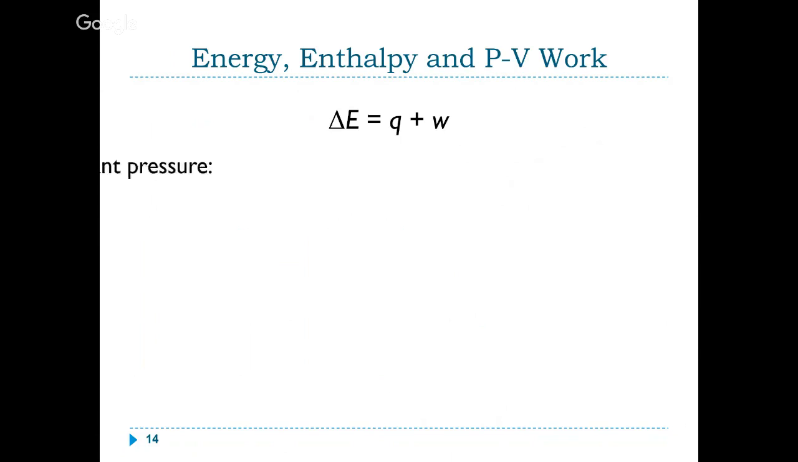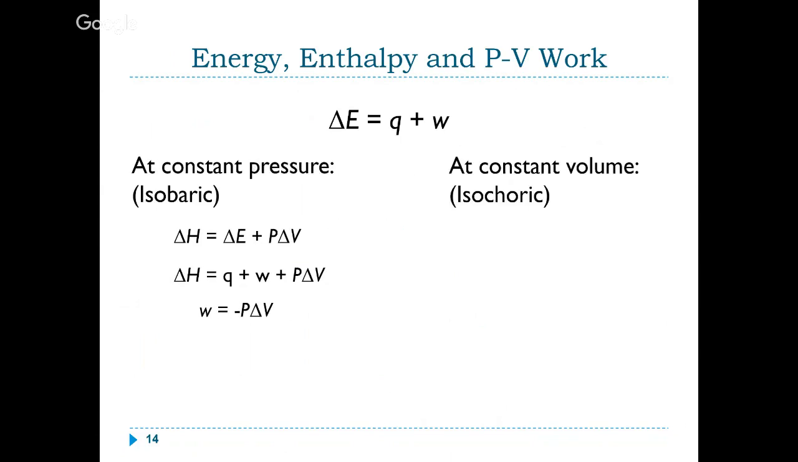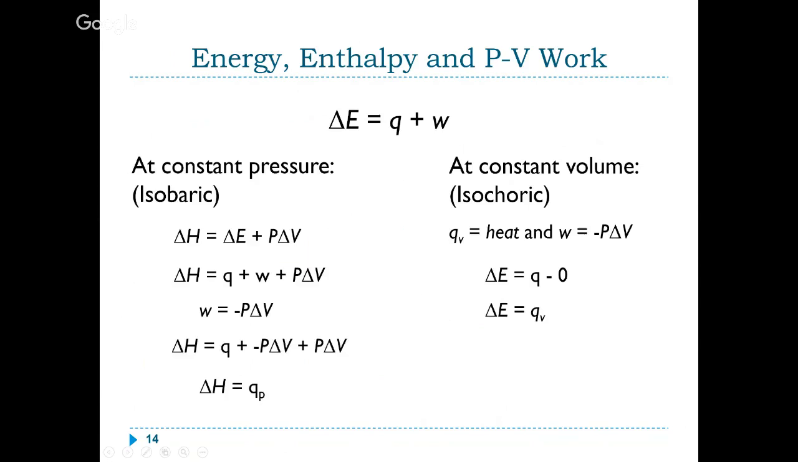So in terms of introducing this concept of enthalpy, energy, pressure volume work, we know that delta E equals Q plus W. At a constant pressure, which we call isobaric, we have a term that we can introduce here called enthalpy. Delta H is enthalpy. Let's watch these things fly across the screen.